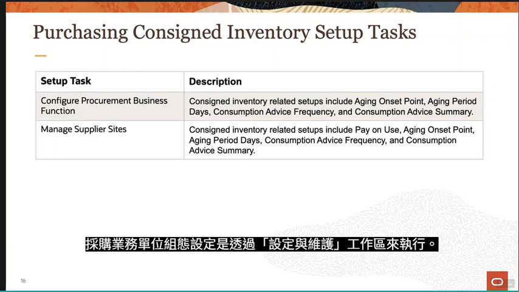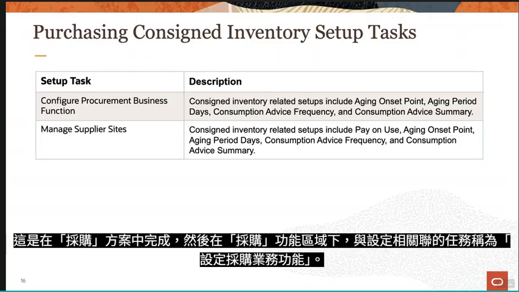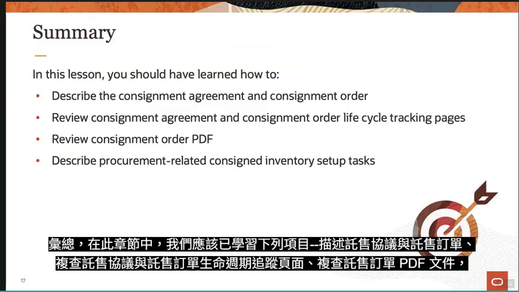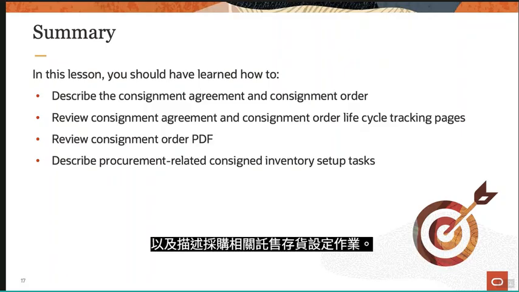The Procurement Business Unit configuration setup is performed through the Setup and Maintenance work area. This is done within the Procurement offering, then under the Purchasing functional area, and the task associated with the setup is called Configure Procurement Business Function. To summarize, in this lesson, we should have learned the following. Describe the consignment agreement and consignment order, review consignment agreement and consignment order lifecycle tracking pages, review the consignment order PDF document, and describe procurement-related consignment inventory setup task.